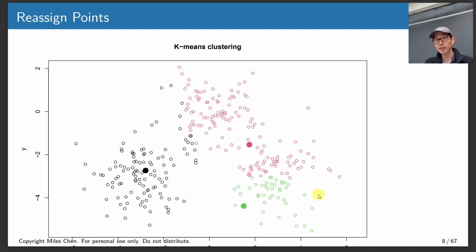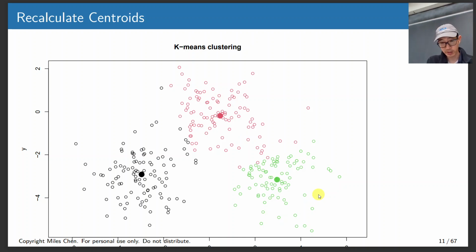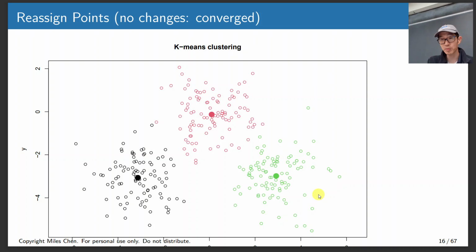And so we get that, we reassign the points, then we recalculate the centroids, reassign points, recalculate centroids, and you keep going. And then I think at this point, no new assignments have been made, and so we will say that is where it converged. And overall, that looks pretty correct. If I said, identify 3 clusters, you would probably draw circles that look kind of like this.